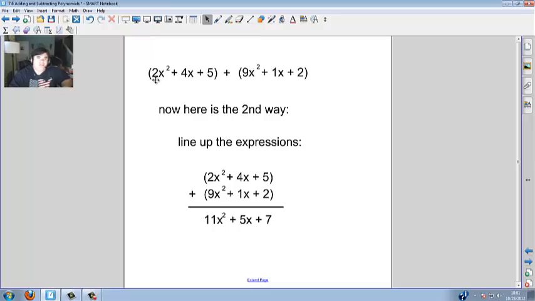Now take a look at this guy. 2x squared plus 4x plus 5 plus 9x squared plus 1x plus 2. The second way to do it is I just stack them up. You just put one on top of the other. Why? Because now I just add them up. 5 plus 2 is 7, 4 plus 1 is 5, 2 plus 9 is 11. I think it's easier myself.